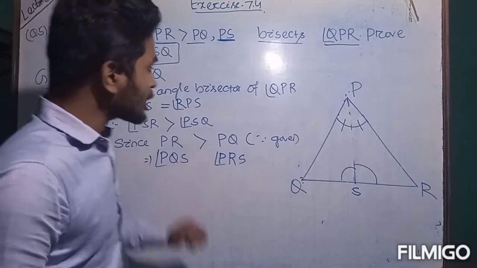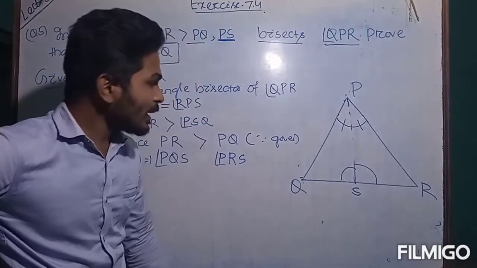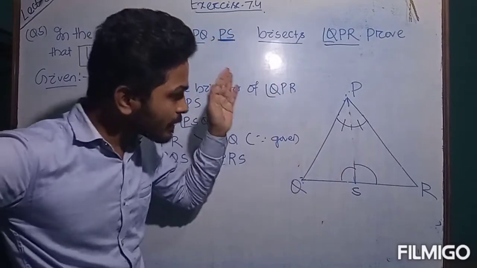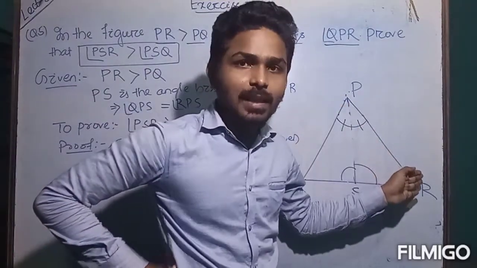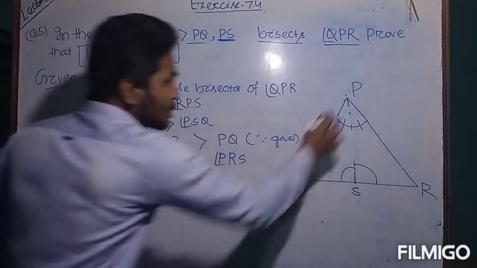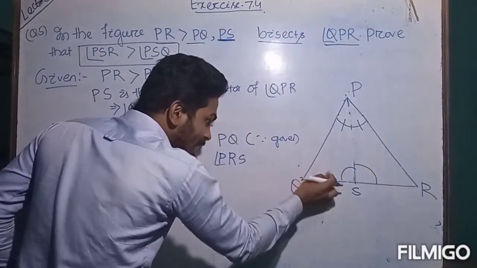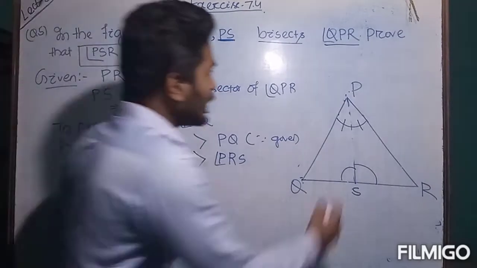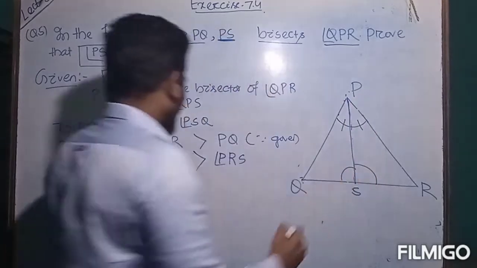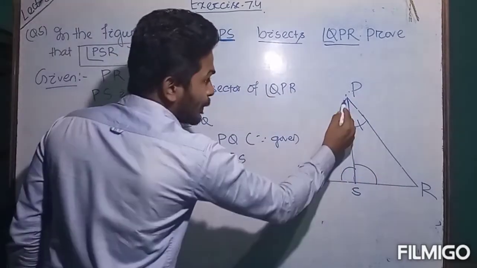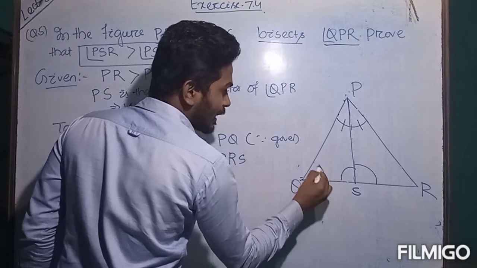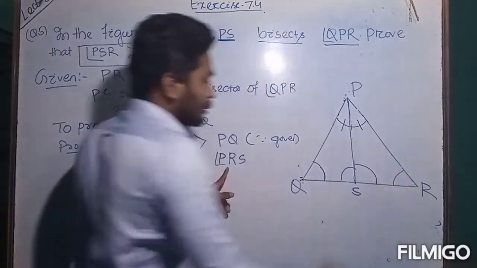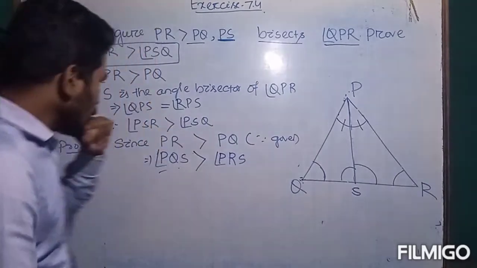According to theorem 7.6, we know if in a triangle any two sides are unequal, then the angle opposite to the larger side is larger. Since PR is the larger side, its opposite angle PQS must be larger. Do you understand it? Then we have found that angle PQS is greater than angle PRS. Done.